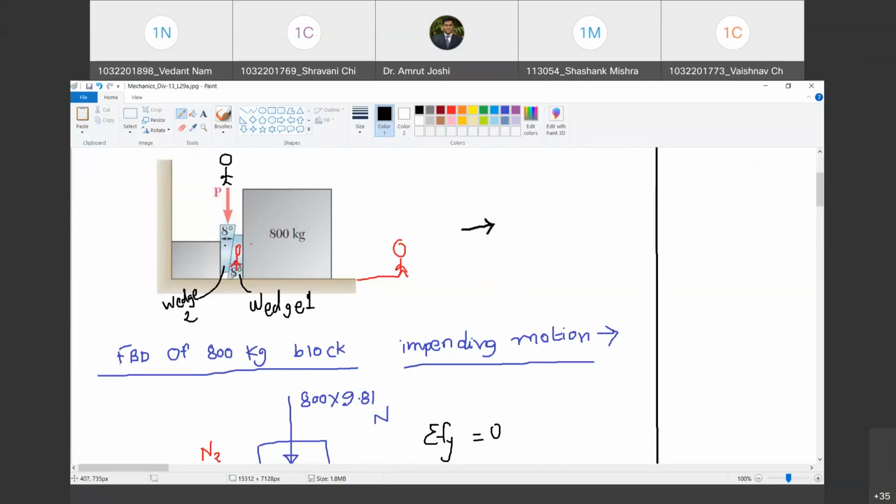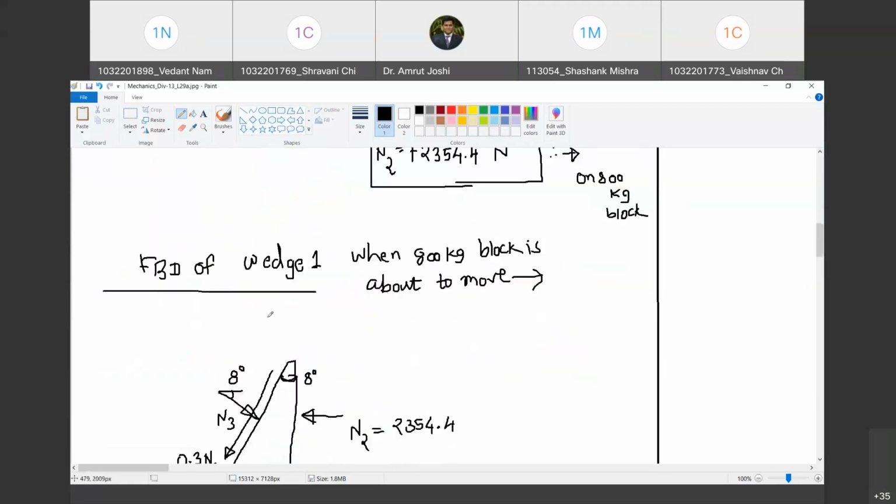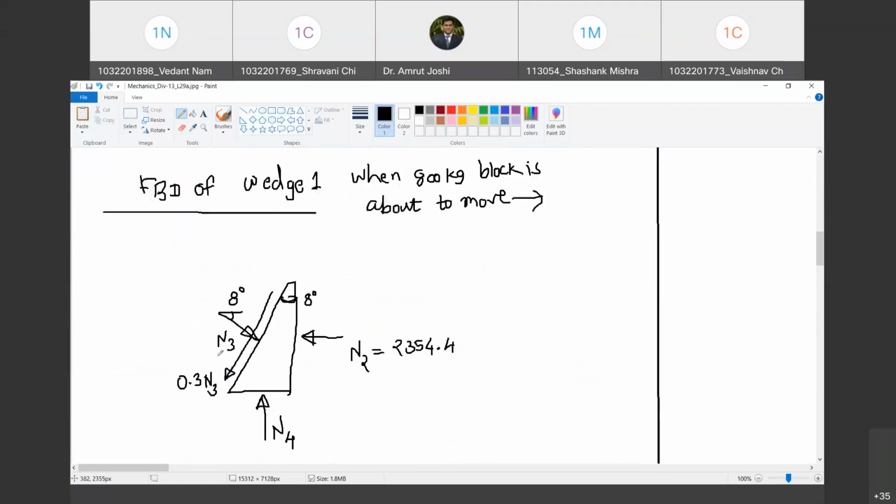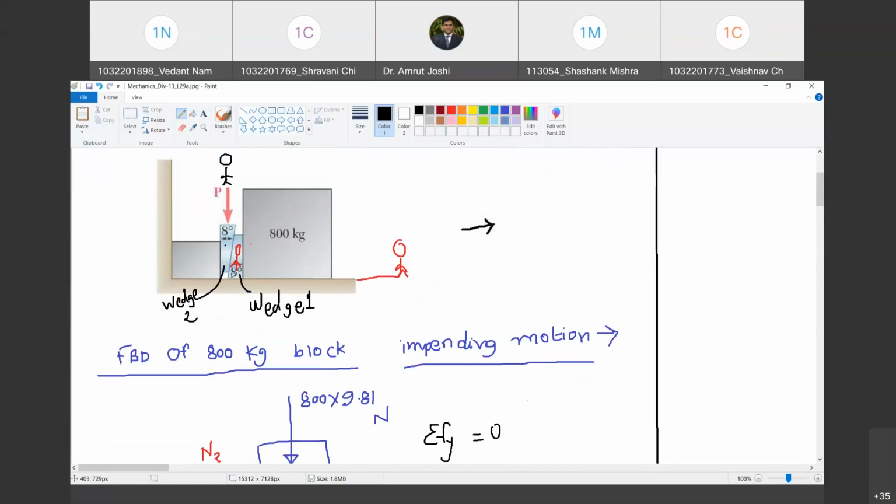This wedge is in contact with the ground. Do you agree with me? Yes, sir. So this ground is also going to offer a reaction. Normal reaction, I am going to call it N4. Along with N4, this block is also going to slide along this surface. Do you agree with me?